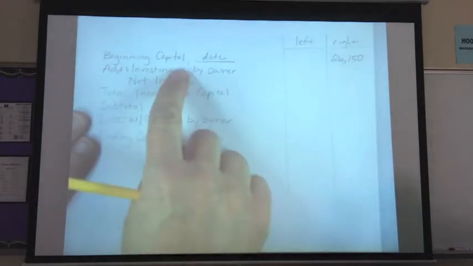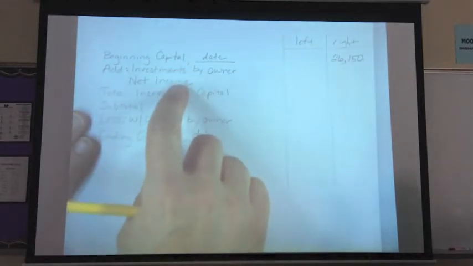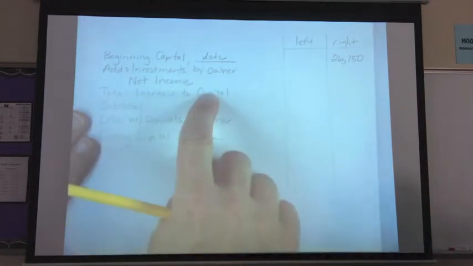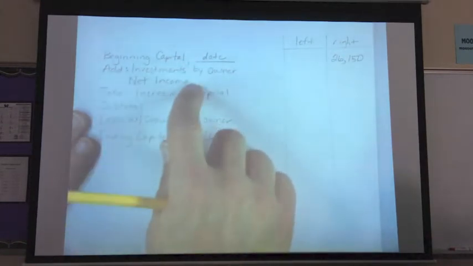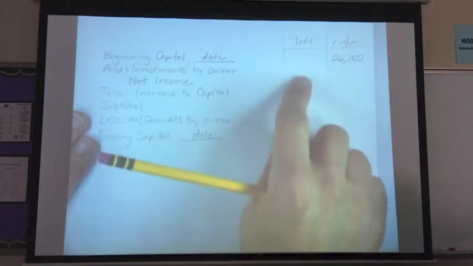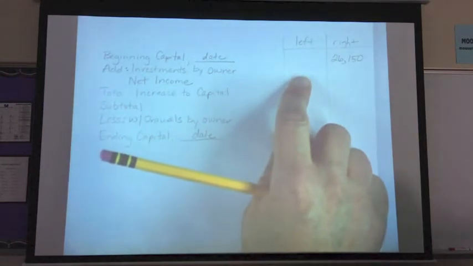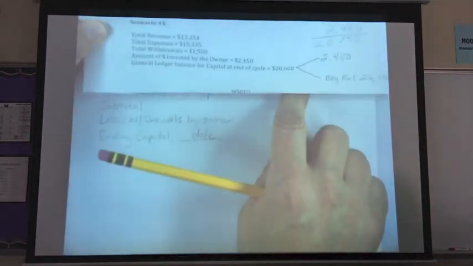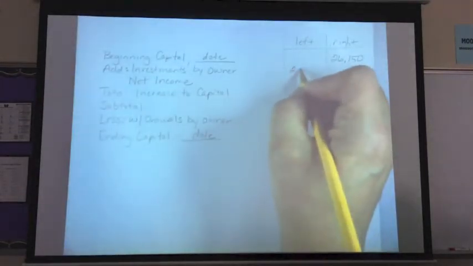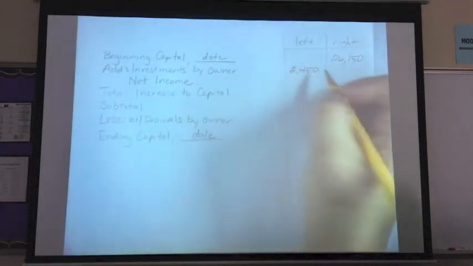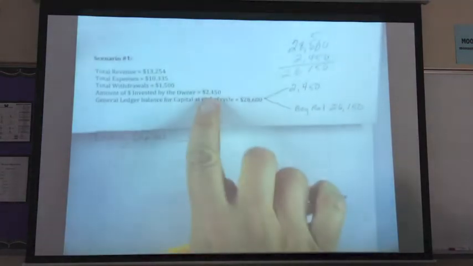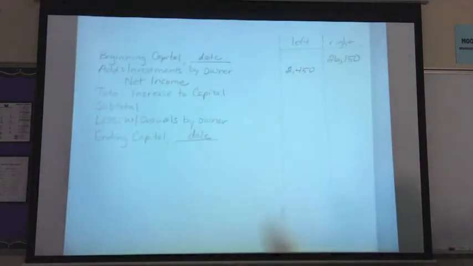The investments by owner and the net income have to be added together to get a total. So we're going to list those individually in the left column. Your investment was $2,450. So we're going to write $2,450. I had a little mind fart there.